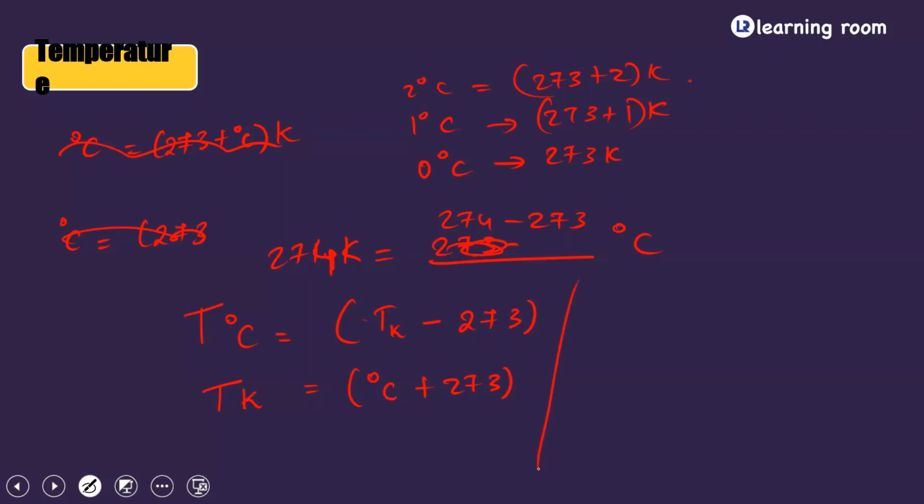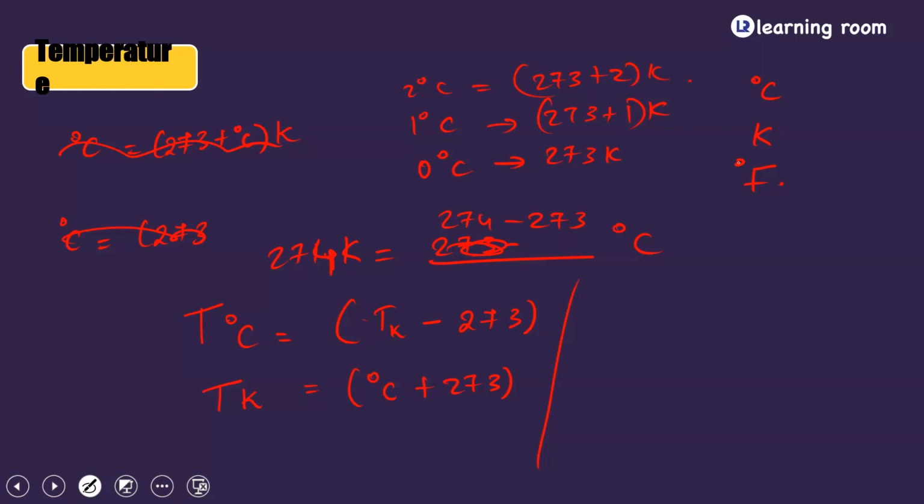There are 3 units. One is degree Celsius and the other one is Kelvin. The last one is what? Fahrenheit. We can say degree Fahrenheit. We don't put degree for Kelvin, we just say Kelvin. Okay? Now we say degree Fahrenheit.